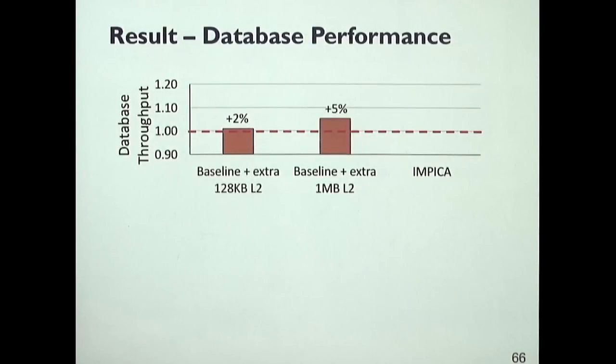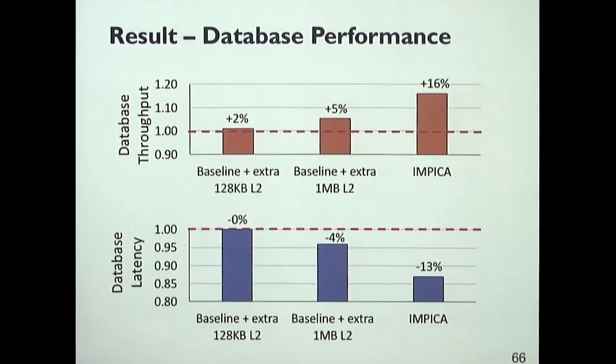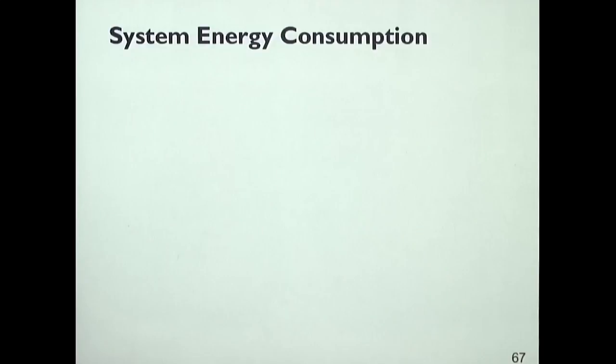And if you look at the paper, you can see the database performance benefits. So database actually benefits from the additional caches. But it turns out In-Pickup provides you better throughput and better latency also. OK, I'm going to go through these relatively quickly.